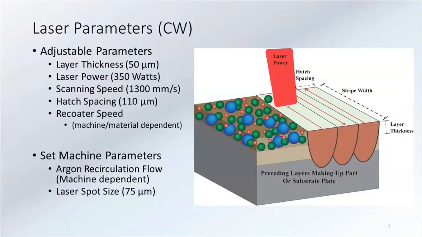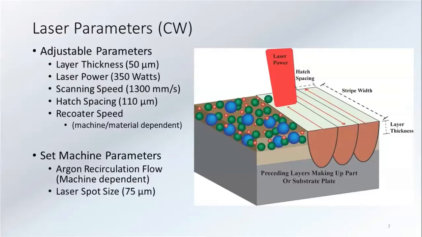So some of the laser parameters that we'll typically work with: you have your adjustable ones that we adjust for every build, every material type, every layer thickness, and then you have your set machine parameters. So your adjustable ones are your layer thickness. It's typically somewhere between 30 and 60 microns is normal, but I've seen anywhere between 20 and 200.